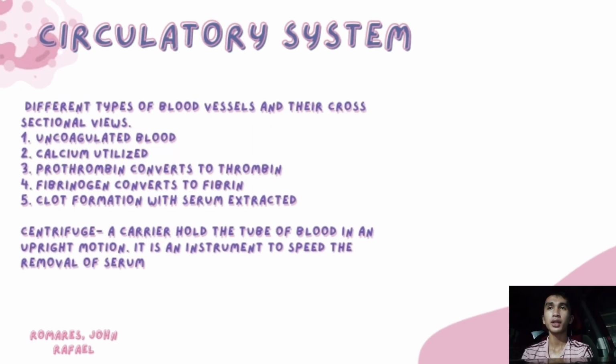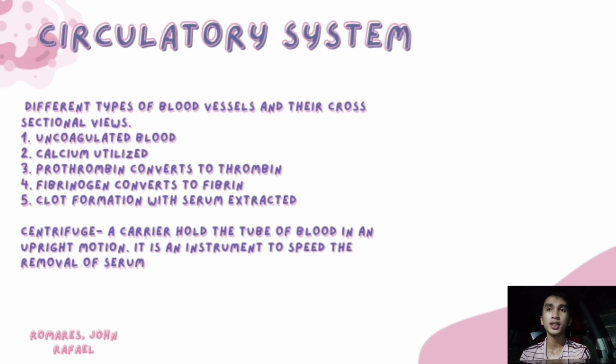Different types of blood vessels and their cross-sectional views. 1. Uncoagulated blood. 2. Calcium utilized. 3. Prothrombin converts to thrombin. 4. Fibrinogen converts to fibrin. 5. Clot formation with serum extracted.